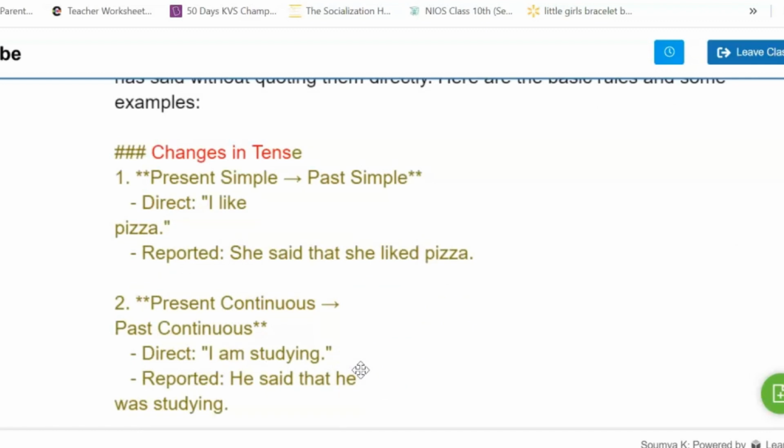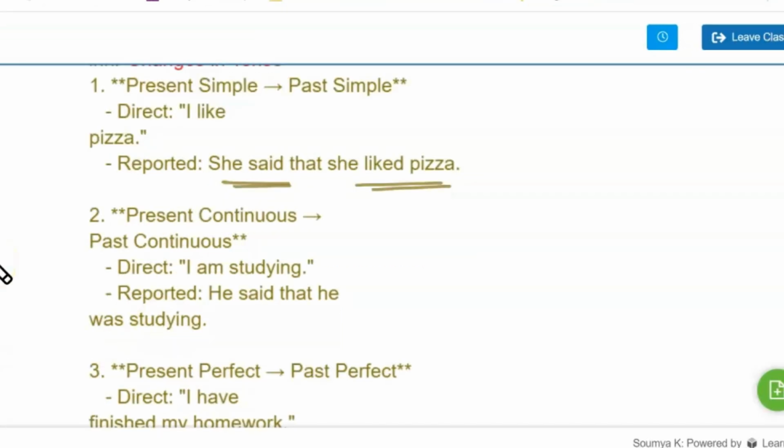changes in tense. So when the tense changes, consider it is present simple tense. So when it changes, it becomes past simple. So direct speech is I like pizza, and the reported speech becomes she said that she liked pizza. Okay, so the present simple is converted to past simple.